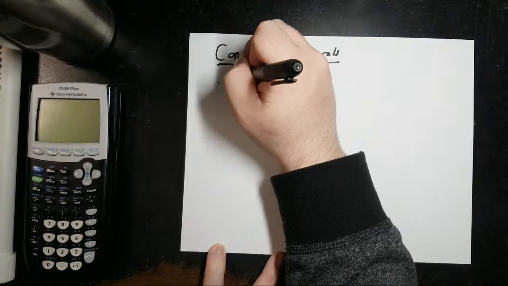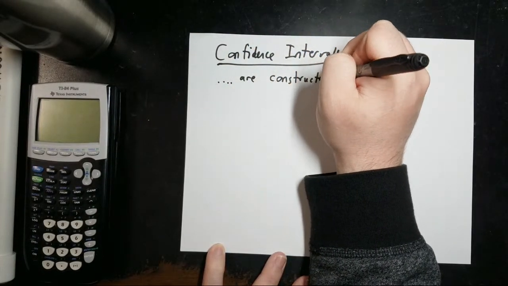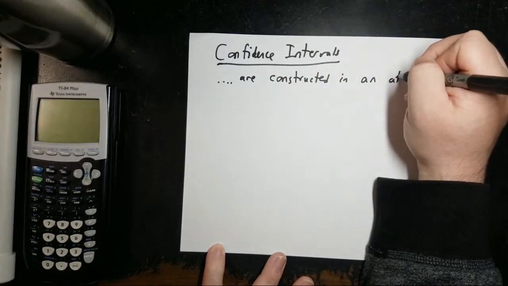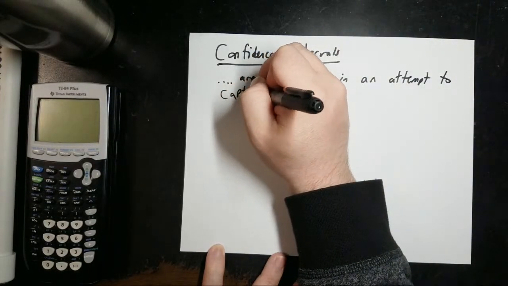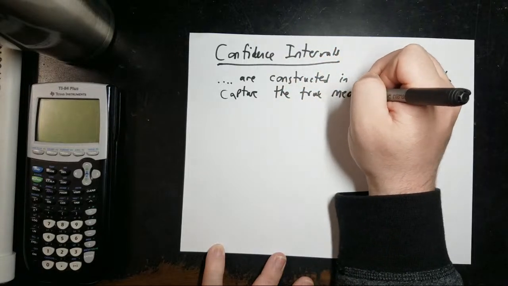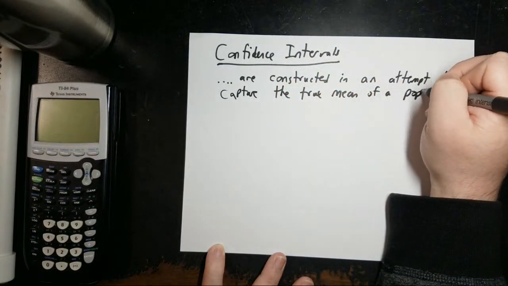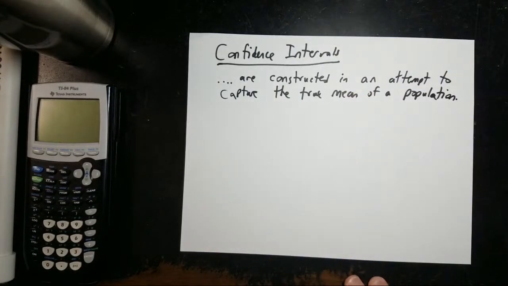Confidence intervals are constructed in an attempt to capture the true mean of a population. And you'll see how this actually relates to something that you've probably already learned about in the past, but I'm going to save that as a surprise for a moment. Confidence intervals are constructed in an attempt to capture the true mean of a population.